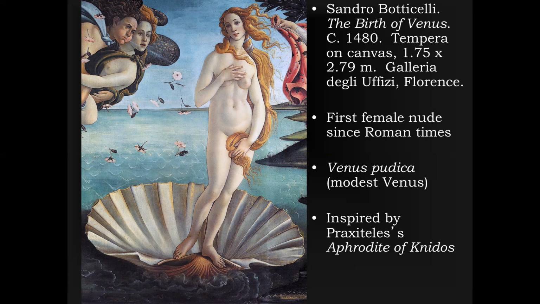And this is the first female nude since Roman times. So the Greeks at first had a taboo, as I told you about the ancient Greeks, about nudes of women, but eventually they loosened up, and with the Romans, they were definitely big fans of the feminine nude. And this was based on a sculpture that Botticelli had seen called the Venus Pudica, which means the modest Venus. This one was based on an old Greek one called Aphrodite of Knidos, that was made out of bronze, that doesn't exist anymore.